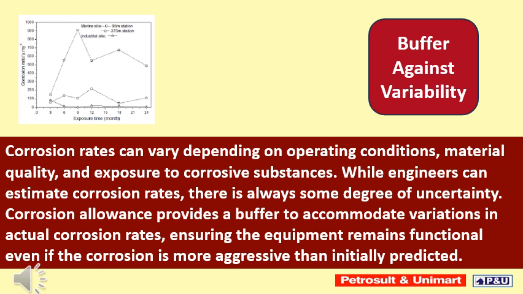Buffer against variability. Corrosion rates can vary depending on operating conditions, material quality, and exposure to corrosive substances. While engineers can estimate corrosion rates, there is always some degree of uncertainty. Corrosion allowance provides a buffer to accommodate variations in actual corrosion rates, ensuring the equipment remains functional even if the corrosion is more aggressive than initially predicted.